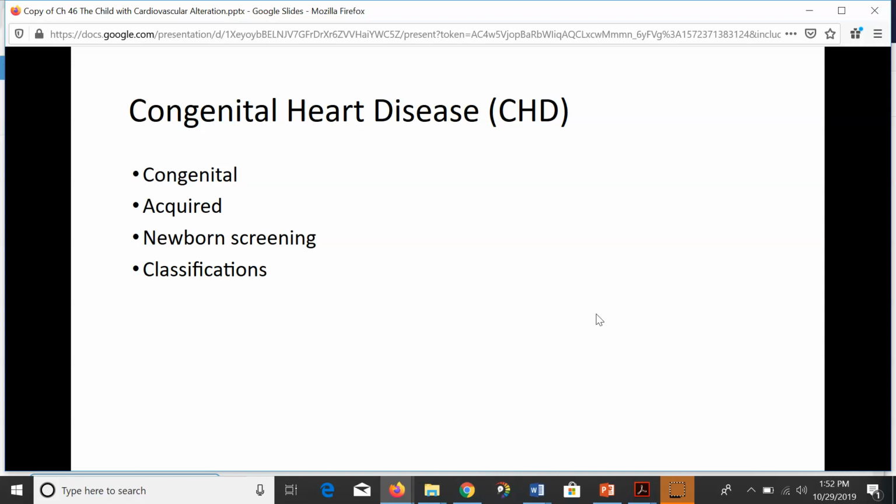For congenital, we're talking about anatomic, which is resulting in abnormal function. If it's acquired, it's a disease process. There can be infection, autoimmune responses, environmental factors, and familial tendencies, all of which can be things that cause CHD.